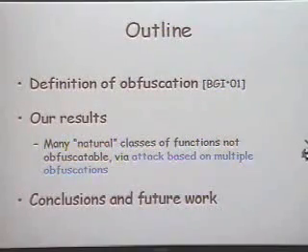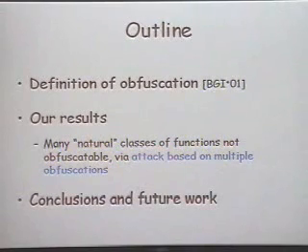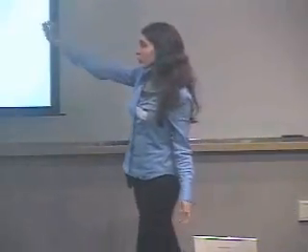So this was only a brief introduction to obfuscation, and let me now describe the outline of the rest of this talk. First I'm going to define the notion of obfuscation, which was done by Barak et al. in their work. I'm going to review their definition, and then I'm going to describe our results, which essentially say that there are many natural classes of functions that cannot be obfuscated. We do this via an attack which is based on multiple obfuscations, and I'll explain what I mean shortly. After we describe our result, I'm going to give some conclusions and talk a little bit about future work.